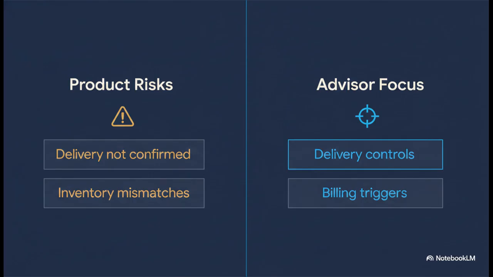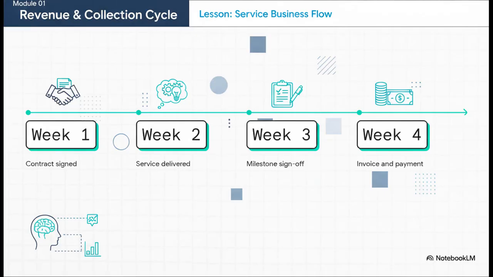You've got to make sure that nobody's getting invoiced for a pallet of goods that's still sitting on your client's warehouse floor. Now let's contrast that physical flow with a service business flow. Think consulting firms, creative agencies, professional services. Notice the dramatic shift here. The cycle starts with a contract signed, moves to service delivered, then to a timesheet or a milestone sign-off. Only then does it go to invoice and finally payment.